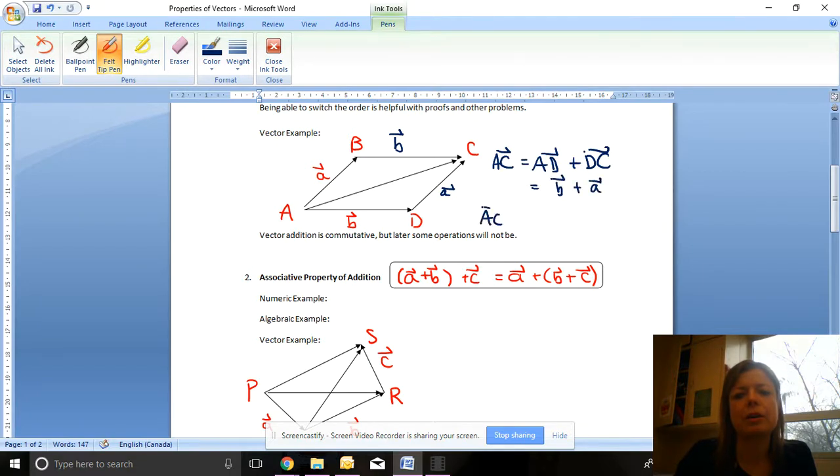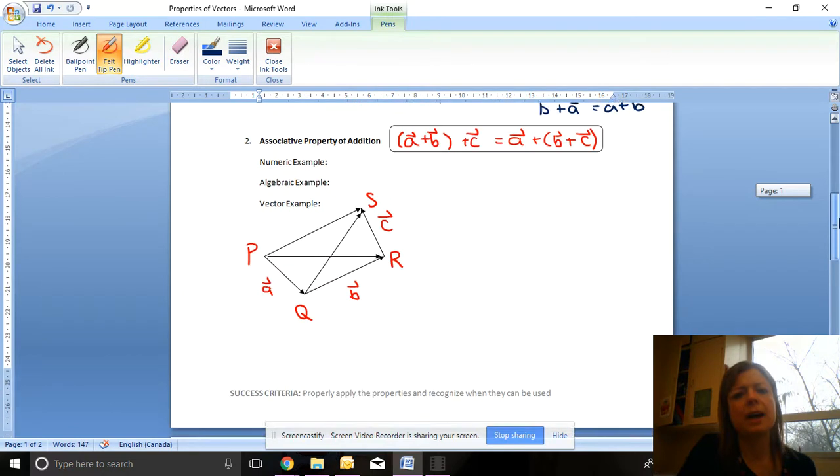But AC could also be rewritten as AB plus BC, using that triangle, and that direction would be A plus B. So because AC is the same vector, this concludes that B plus A is the same thing as A plus B. So a simple visual example of that.